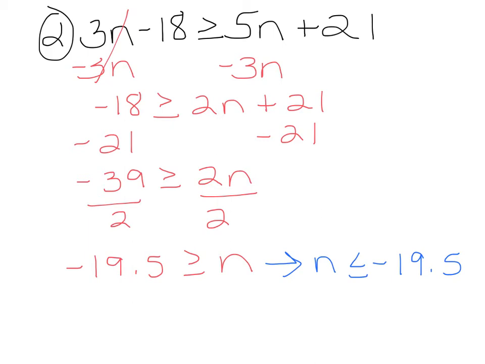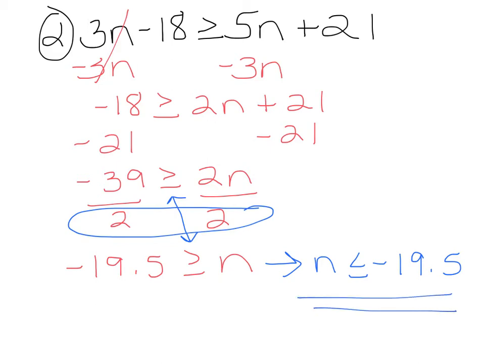If you prefer to have the variable first, that's fine. Just have to make sure you flip everything. Because we divided by a positive number, we did not have to flip the inequality sign. We could keep it the same. But if you do prefer to write it with the variable first and you need to flip it, then you would flip the sign as well.